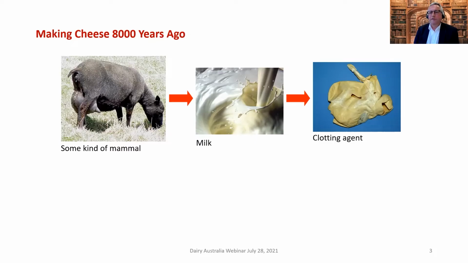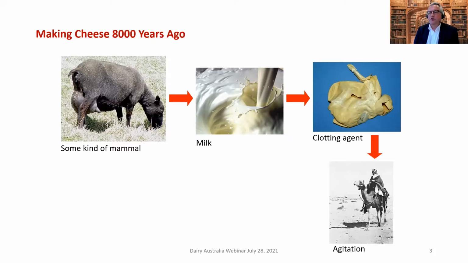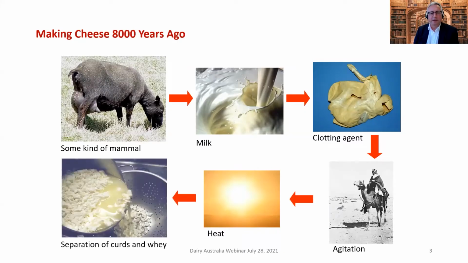That's not the only agent you need. The next one is some kind of agitation to break up the curd structure to introduce what's known as syneresis, followed by some heating, and not that much heat that you can see there in the sun, but usually between about 38 degrees and 55 degrees, depending upon the type of cheese you're making. And then at the end of the day, the nomad would have undone the stomach and expected to find milk, but would have found curds and whey. So a separation is required at that point to make cheese.